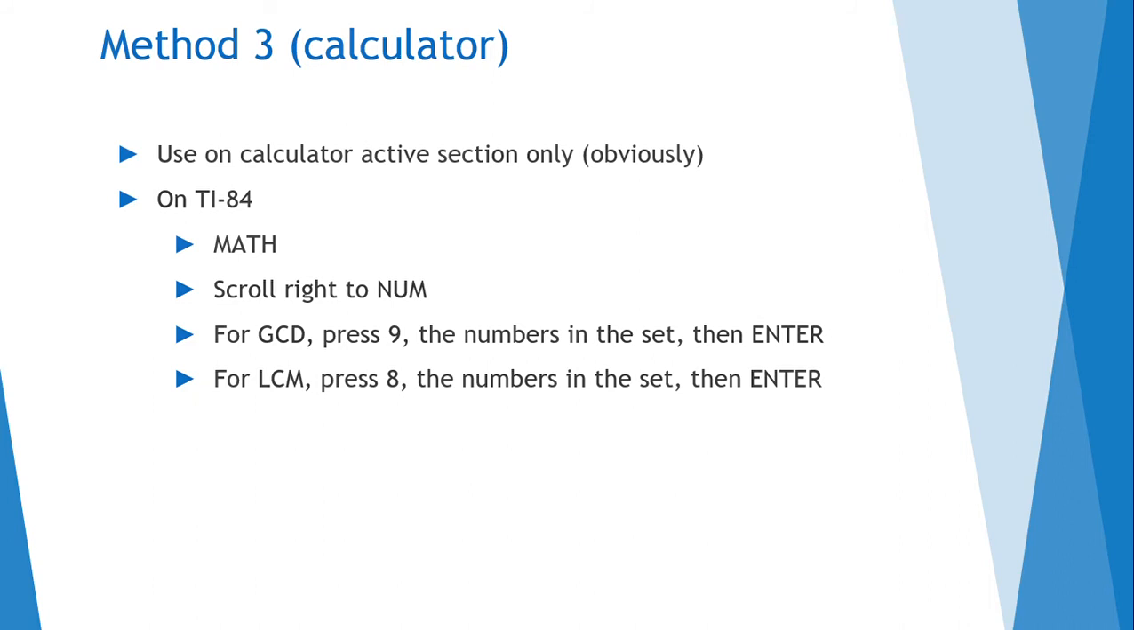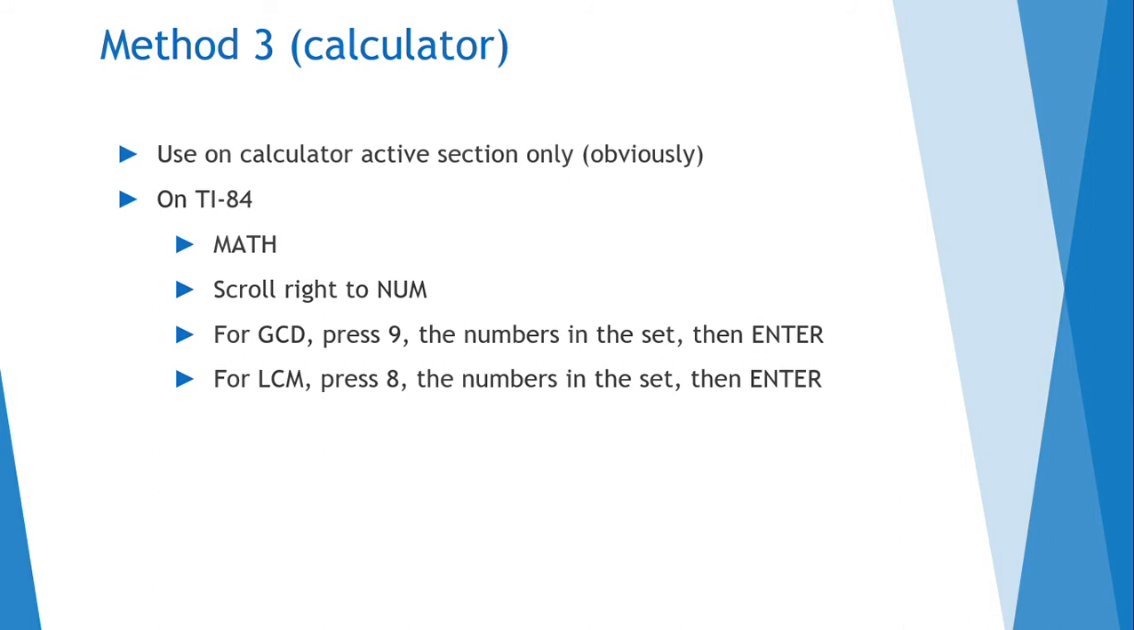Now method 3. If you're on the calculator active section, you can do this method too to get a fast, easy answer. Here are the steps, though unfortunately I can't demonstrate them right now. This is on the TI-84, I'm not exactly sure how this would translate over to other calculators, but it's very easy to look up online and check if you do have another calculator and you're interested in using this method on the calculator active part of the test.